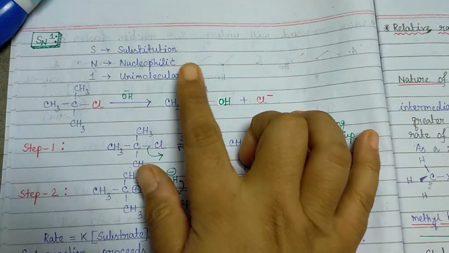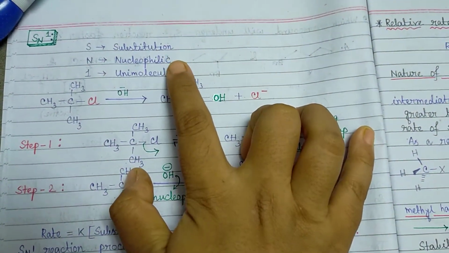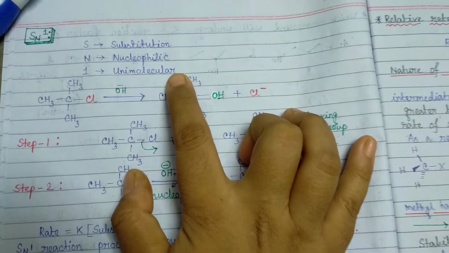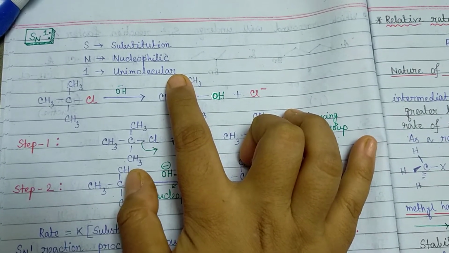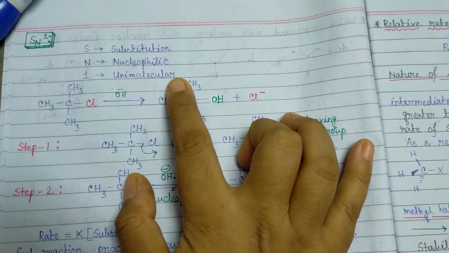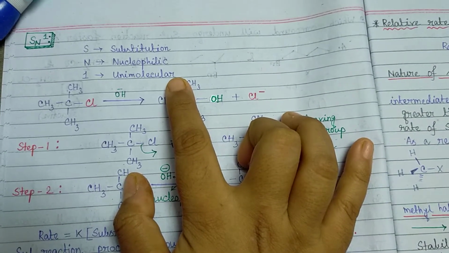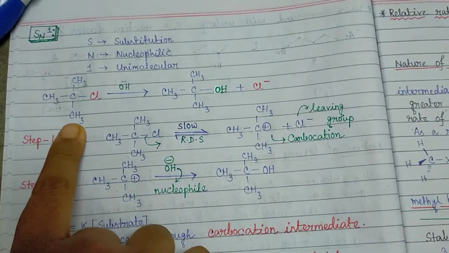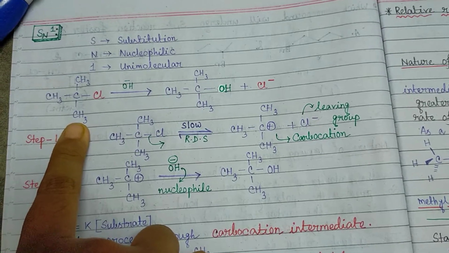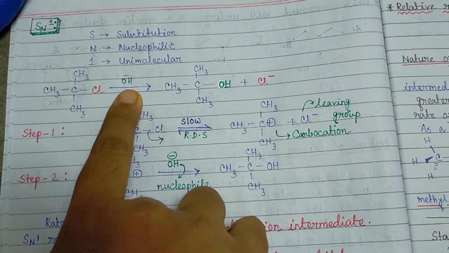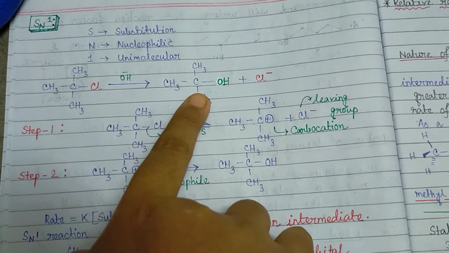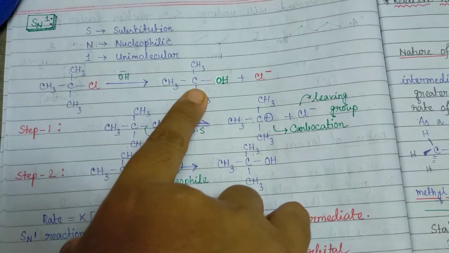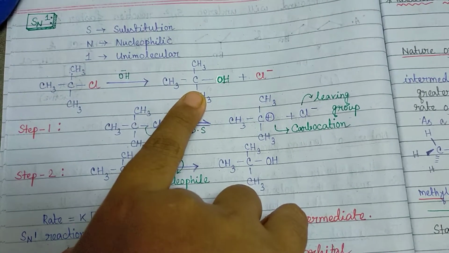So first, for the name: S for substitution, N for nucleophilic, 1 for unimolecular. That means the mechanism of this reaction will be like this, where the rate determining step will be of molecularity 1. Here our substrate is the alkyl halide tertiary butyl chloride and the nucleophile is OH minus, and the product will be the substituted product, tertiary butyl alcohol.